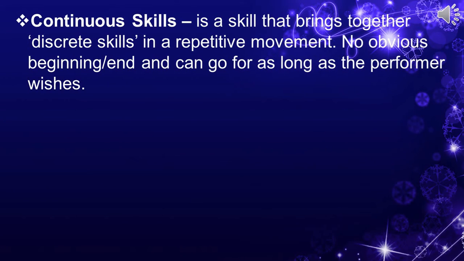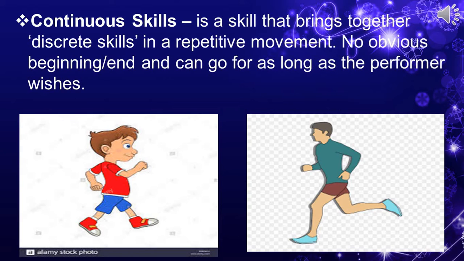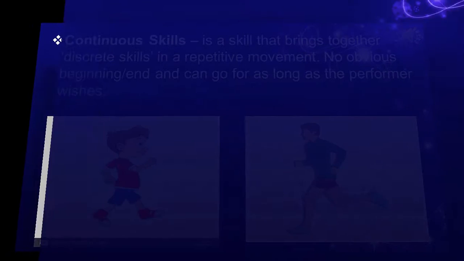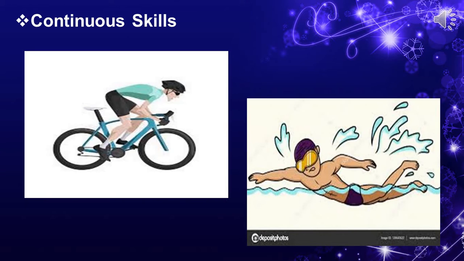Continuous skills. It is a skill that brings together discrete skills in a repetitive movement. No obvious beginning or end and can go for as long as the performer wishes. Examples of continuous skills are walking, running. Other examples of continuous skills are cycling and swimming.